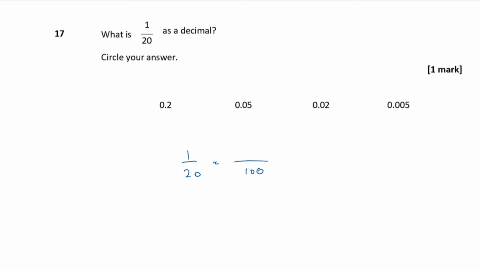So I'm going to see if I can change it into hundredths. So 20 goes into 100 5 times. So 1/20th is going to be the same thing as 5 100ths. And 5 100ths is a decimal. 0 units, 0 tenths, 5 hundredths. So 0.05. It's going to be that one there.